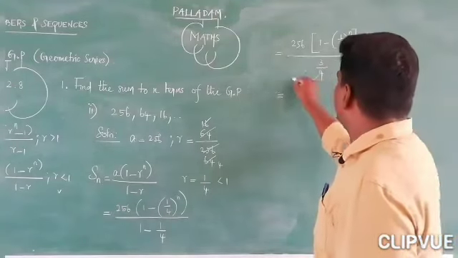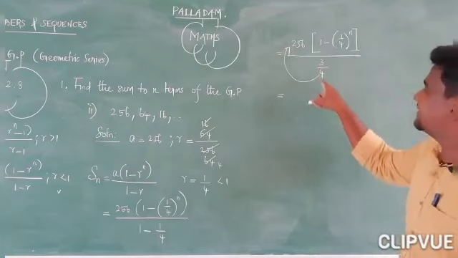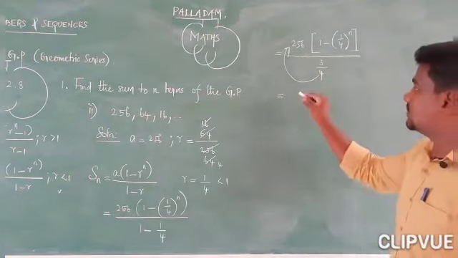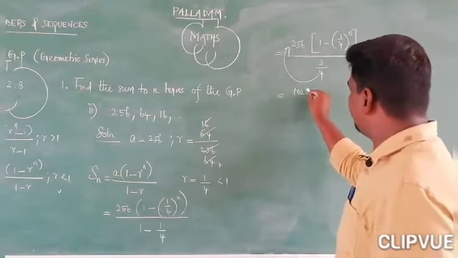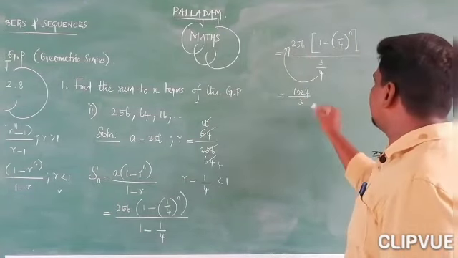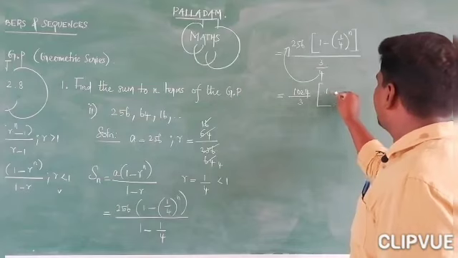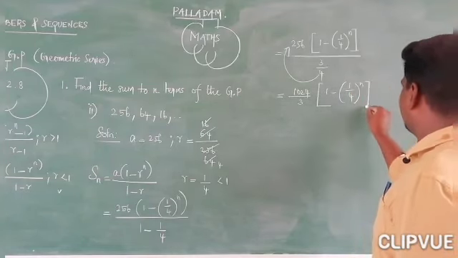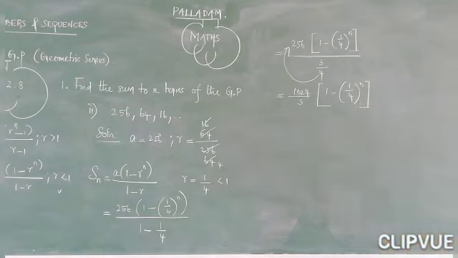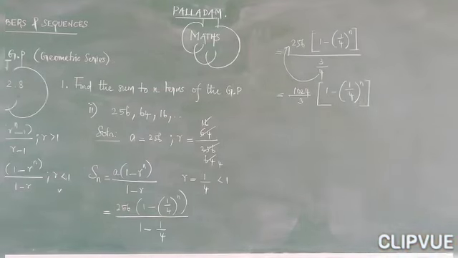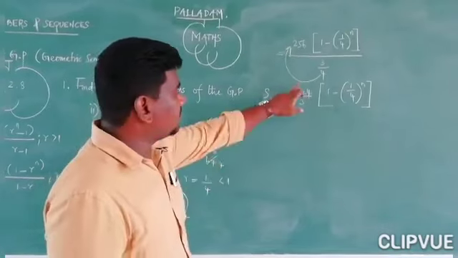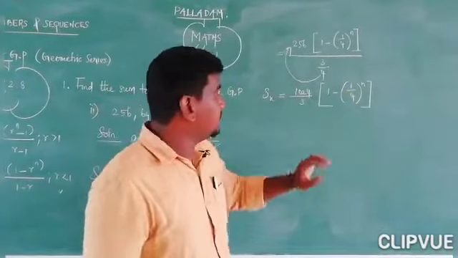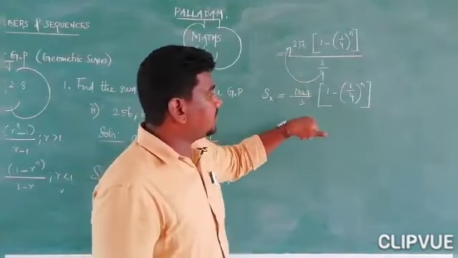So you can take this to the numerator, 256 into 4: 200 into 4 is 1000, 6 into 4 is 24. So 1024 divided by 3 into 1 minus of 1 by 4 whole power n. So Sn is equal to 1024 divided by 3 into 1 minus 1 by 4 whole power n. We cannot simplify them further, therefore this is the answer.